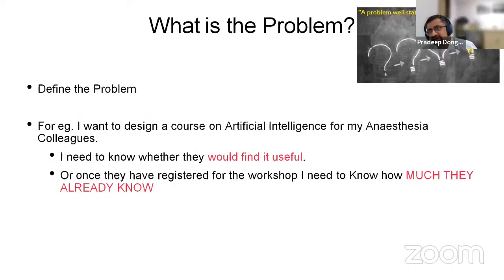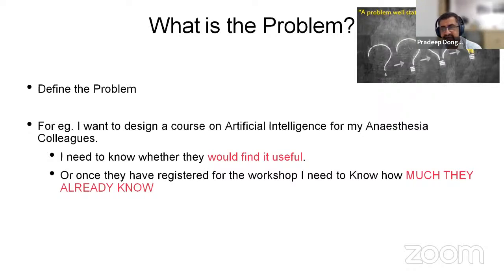So now, whenever you start a research, any kind of research, whether it is a survey, a randomized control trial, or an observational trial, always define your problem. A problem well stated is a problem half solved. Why do you need to define this problem? That's very, very important. Let us say I want to conduct a course on artificial intelligence for my anesthesia colleagues. So why do you need to design a survey for this kind of thing?